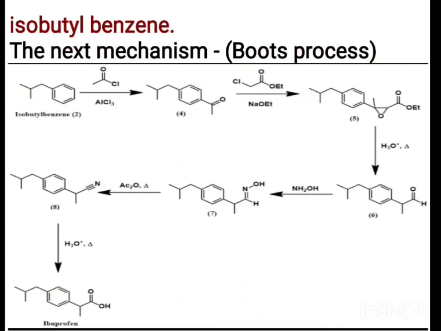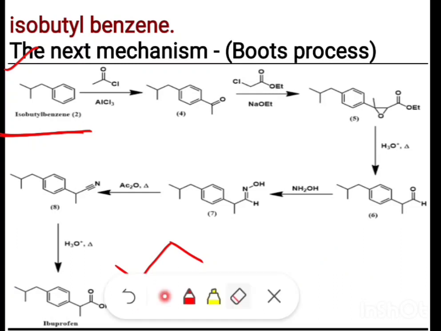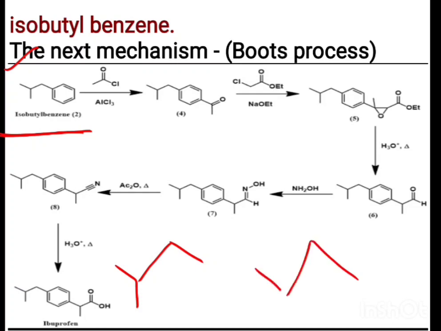So now the next mechanism, that is Boots process. There should be isobutyl benzene. If any group of this type is present, this is termed as isobutyl group. If a normal group is there, that is called n-butane or normal butane. But when this type of group is there, in that case this is called iso.